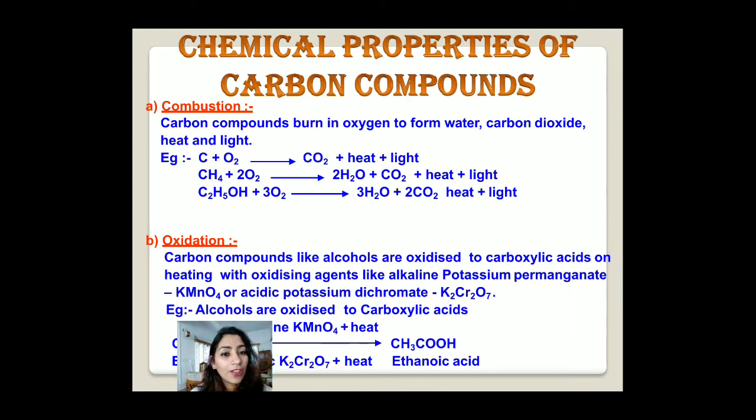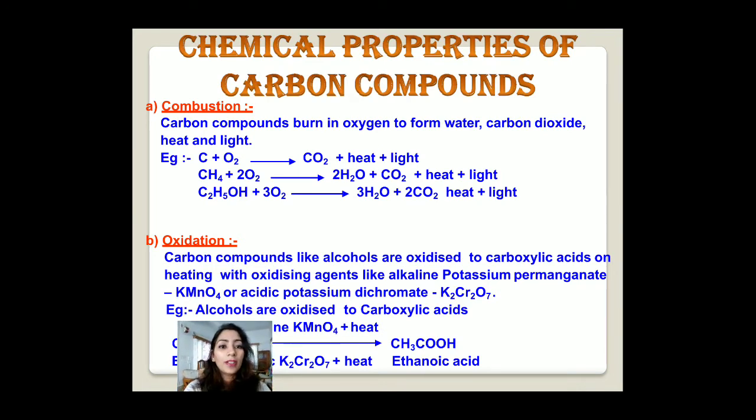Second, we have oxidation. Second reaction is oxidation. What is oxidation? Oxidation means addition of oxygen or removal of hydrogen. Whenever there is an addition of oxygen, it's oxidation. Carbon compounds like alcohols are oxidized to carboxylic acid on heating with an oxidizing agent like alkaline potassium permanganate or acidic potassium dichromate. Whenever some oxidation occurs, something is responsible for creating the oxidation. That is called an agent. So in chemical language, we say that it is the oxidizing agent.